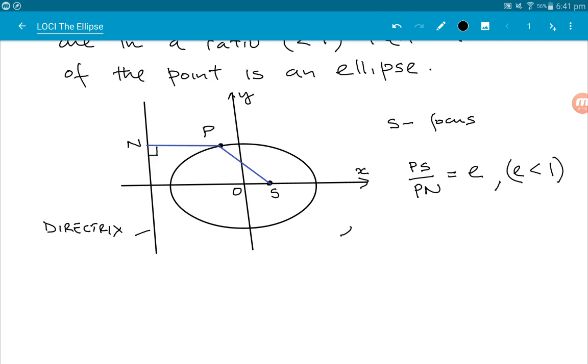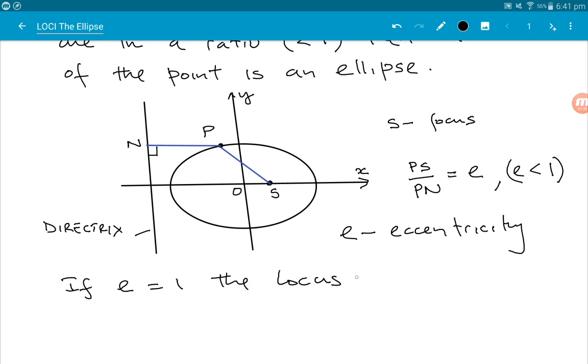And e is called the eccentricity. If e happened to be equal to 1, we would get a parabola. The locus would be a parabola.